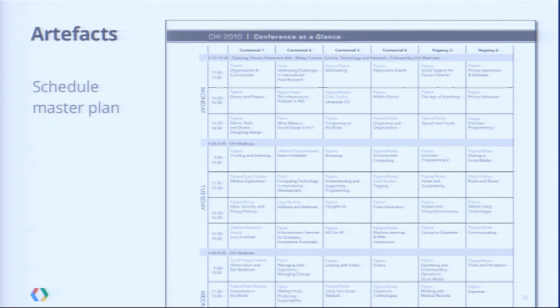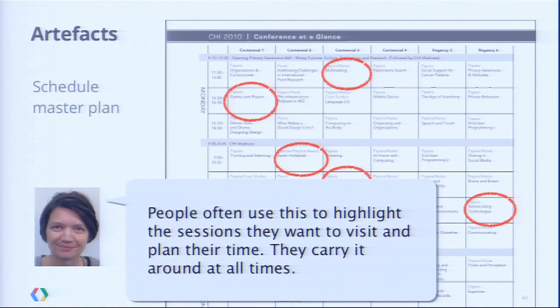So let's look at some other things in detail, such as here, the schedule master plan. Everybody has probably seen one. This gives you an at-a-glance overview of the sessions. And Helena also brought back a copy of a schedule that a conference goer has marked up. The fact that they carry it with them at all times and refer to it often already tells us that this is an important item. So this is an individualized item.